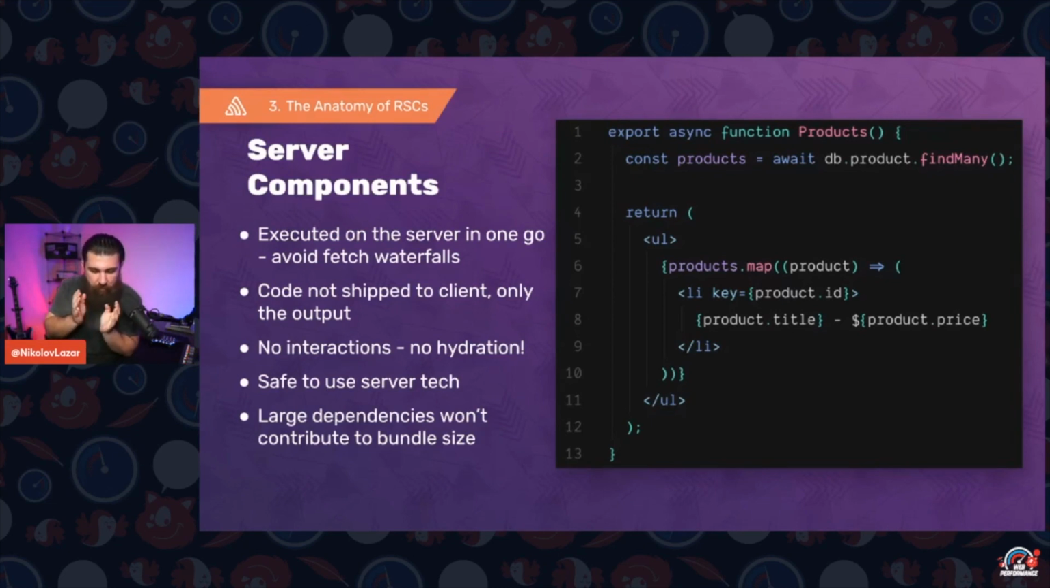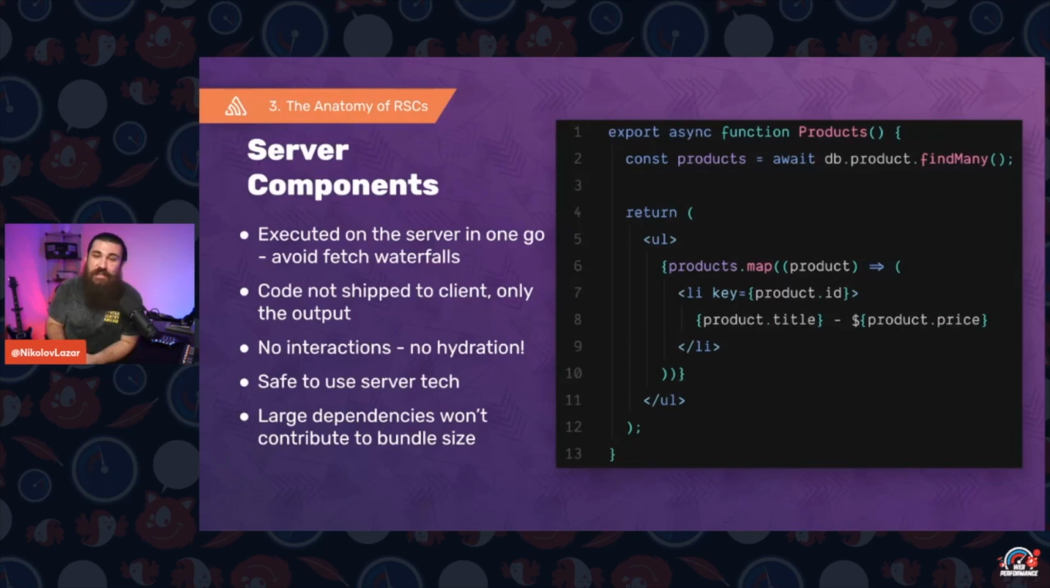If only the output gets sent to the browser, it means that it's safe to use server technologies like, as you can see here, await db.product.findMany. This is Prisma tapping into the products table, finding all the products. And this is okay because this function will just return an HTML with all the products, but not the database connection itself. And the coolest thing about it is that the large dependencies that you bring into these components won't actually contribute to the bundle size because, again, only the HTML gets sent to the browser. So you can bring in all of the Lodash functions.